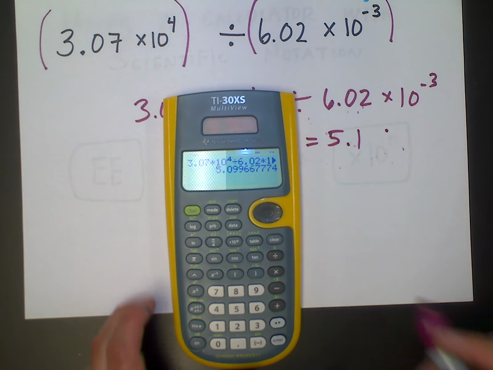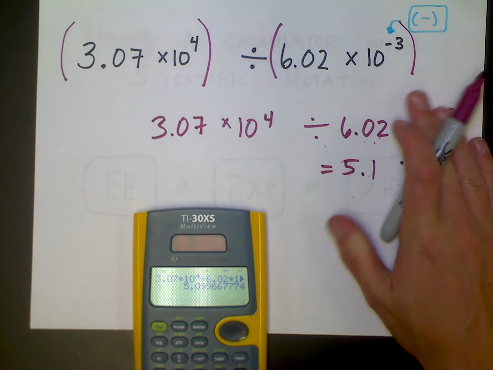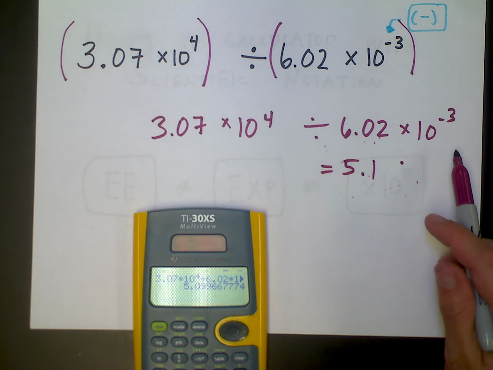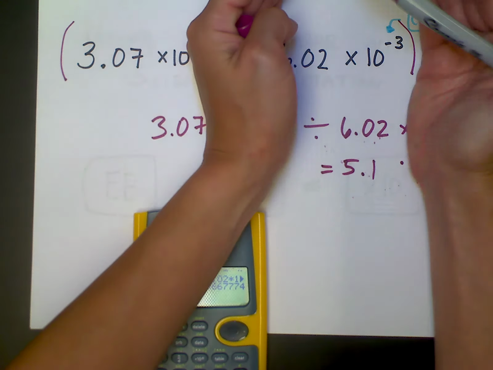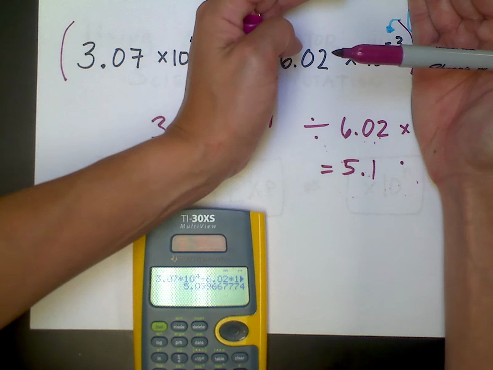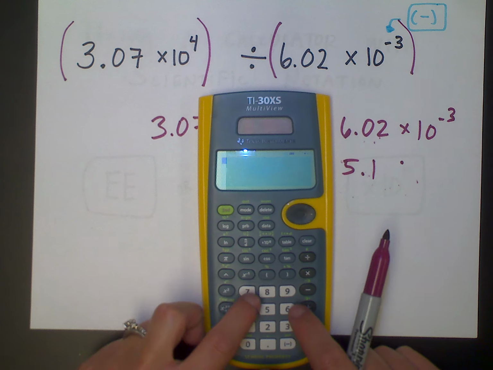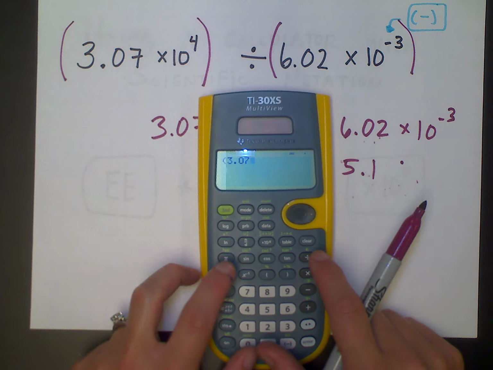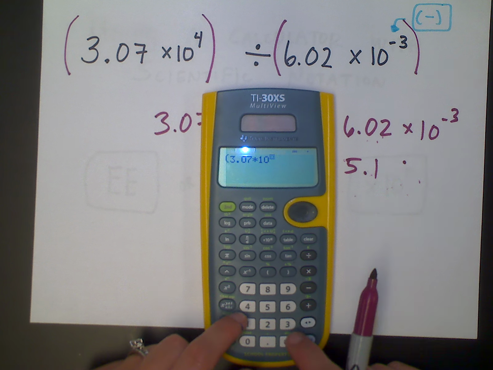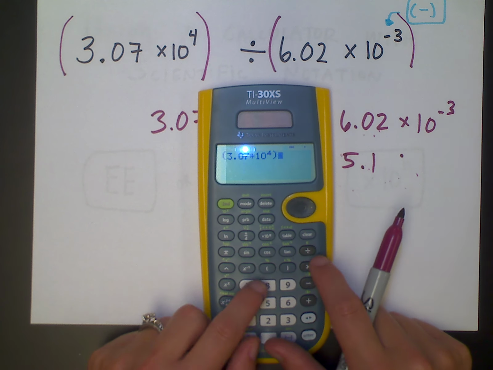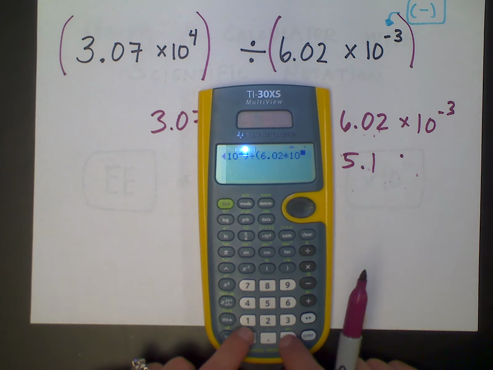Alright, but what it's doing is it's taking 3.07 times 10 to the 4th, divided by 6.02, and then that whole thing times 10 to the -3rd. But I want it to take this whole quantity, the 6.02 times 10 to the -3rd, and divide by that, not just divide by the 6.02. So if you're not using an EE key, you really need to be careful with your parentheses. It's good to get in the habit right now. It won't always affect it. If it was an adding problem, then it wouldn't go in the wrong order. But you gotta be careful when you have multiple divisions and addition, all that good stuff. So put parentheses around your quantities in scientific notation.